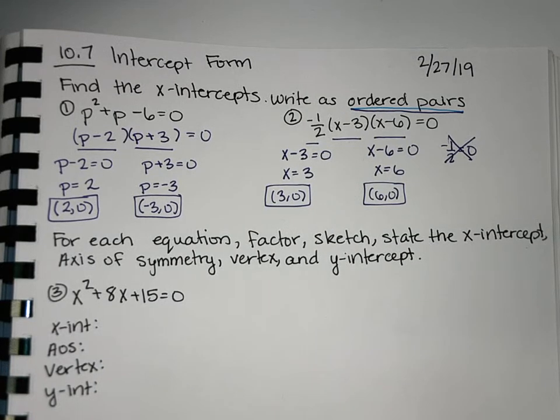Okay, so if you look at your 10(7), this right here is what you're doing on 1 through 6. So are there any questions about how we did 1 and 2? Because that's how you're doing 1 through 6. You're going to factor, solve, and write as an ordered pair.